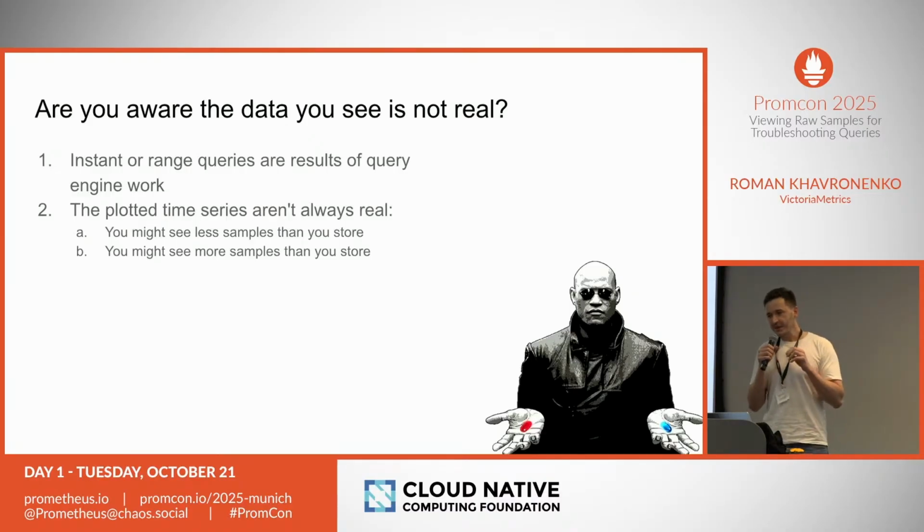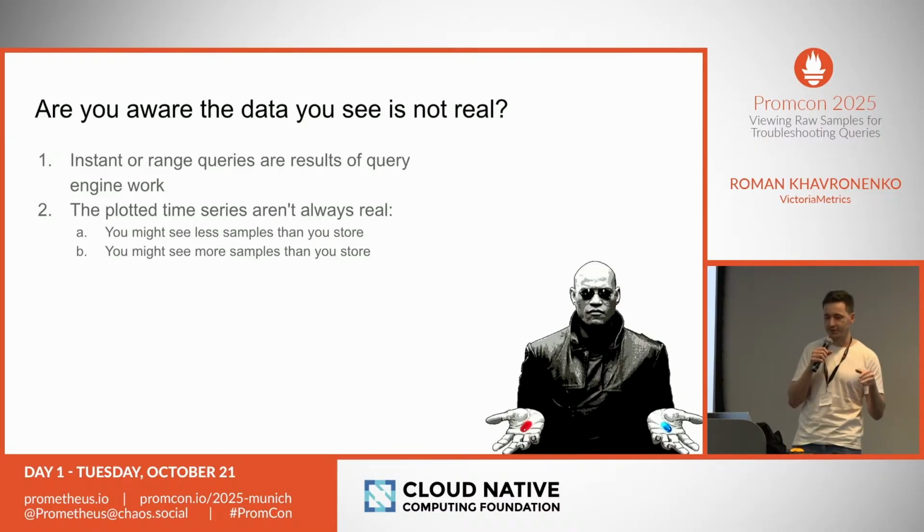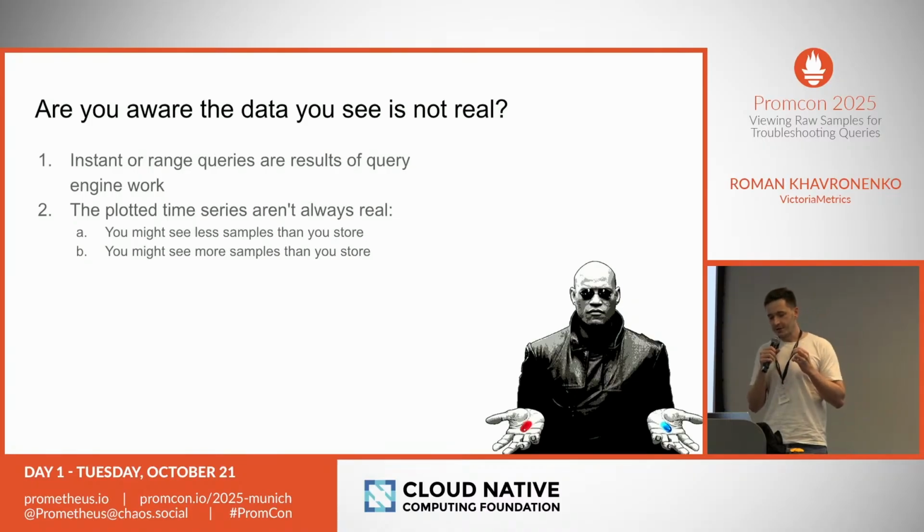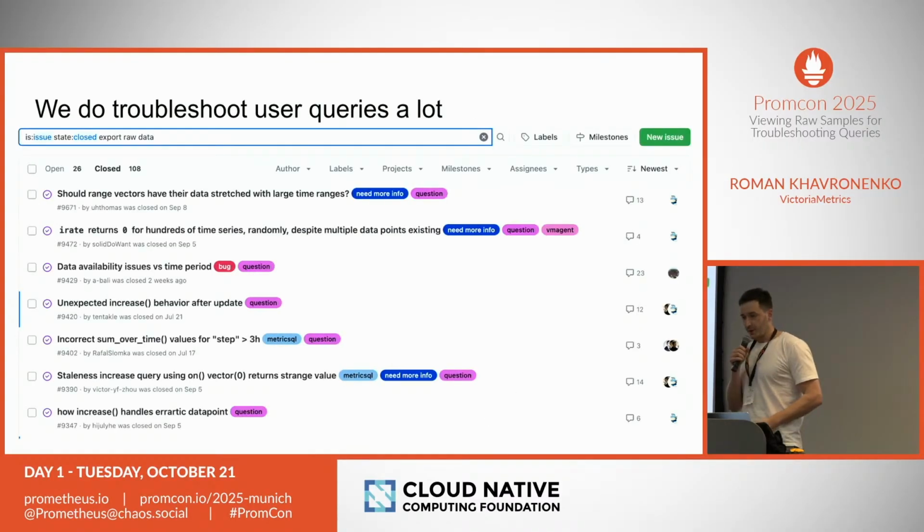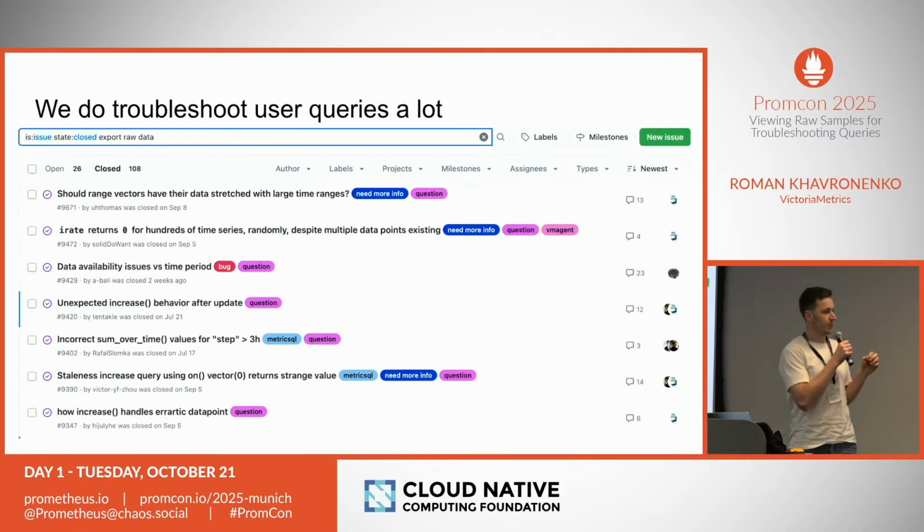Every time you run a query, you actually query an instant or range API, which interprets the raw data that are actually stored in the database. For example, you might see fewer samples than you actually have when you use a step bigger than your resolution. And you might see more samples than you actually store because of staleness and all this stuff. Prometheus or VictoriaMetrics will also show you ephemeral data points because it doesn't know that this target is already dead. So we have a lot of questions like that, and we have to troubleshoot them.